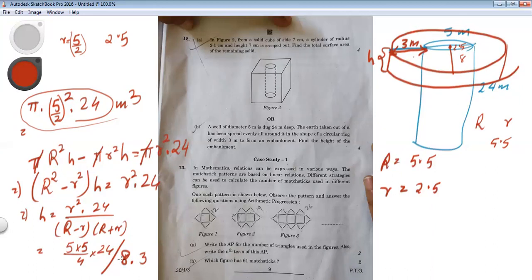So 8 into 3 is 24. So this cancels out 24. So your height h is going to be 5 into 5 by 4, which is 25 by 4, which is 6.25. 6.25 meters, that's going to be the answer.